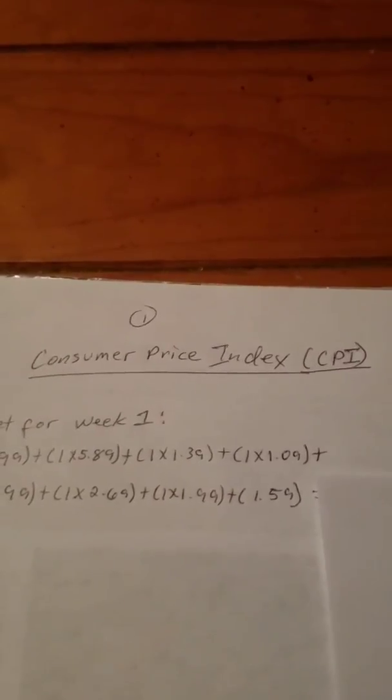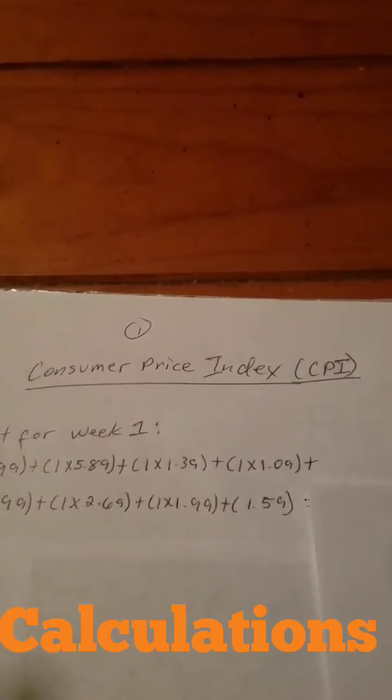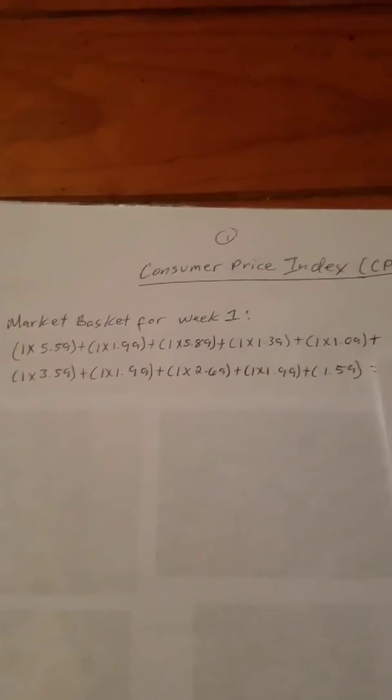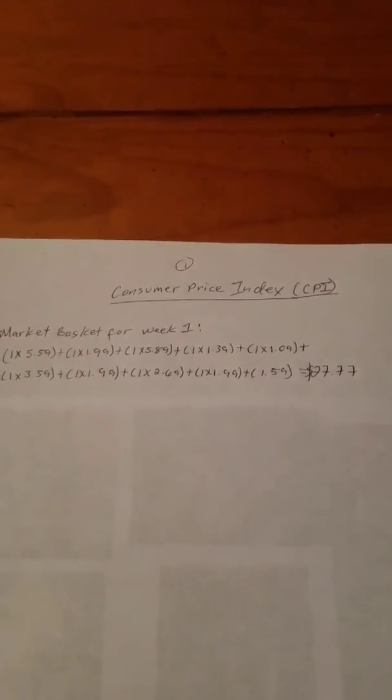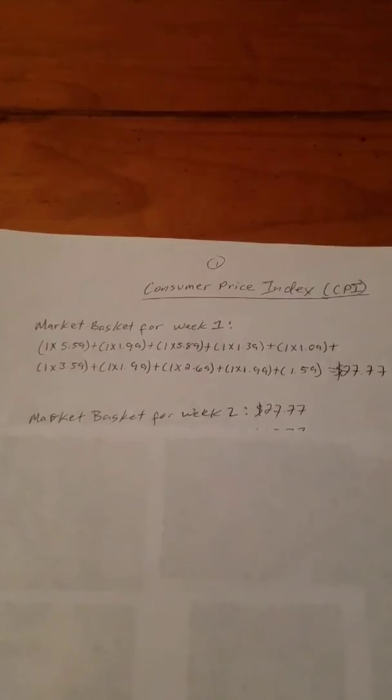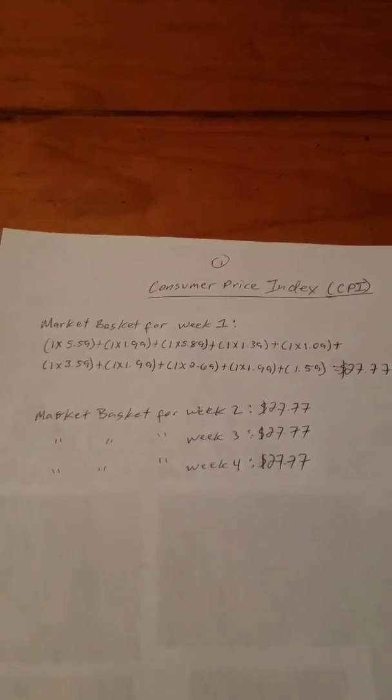Next, I will demonstrate how to calculate the Consumer Price Index, also known as the CPI. Right here, we're going to start off with our market basket for week 1, and we will use that as our base market price. So right here are the 10 items as I showed earlier, and I purchased each item once, so it came out to be a total of $27.77. Now, since I bought these items at the school JPL food court, the items' prices never changed, so the market basket for week 2 is also $27.77, the same as week 3 and week 4.